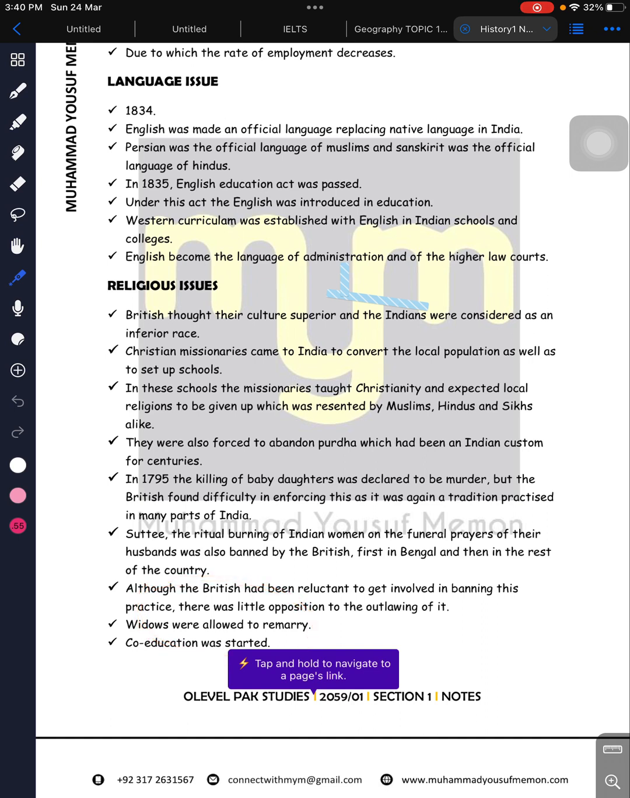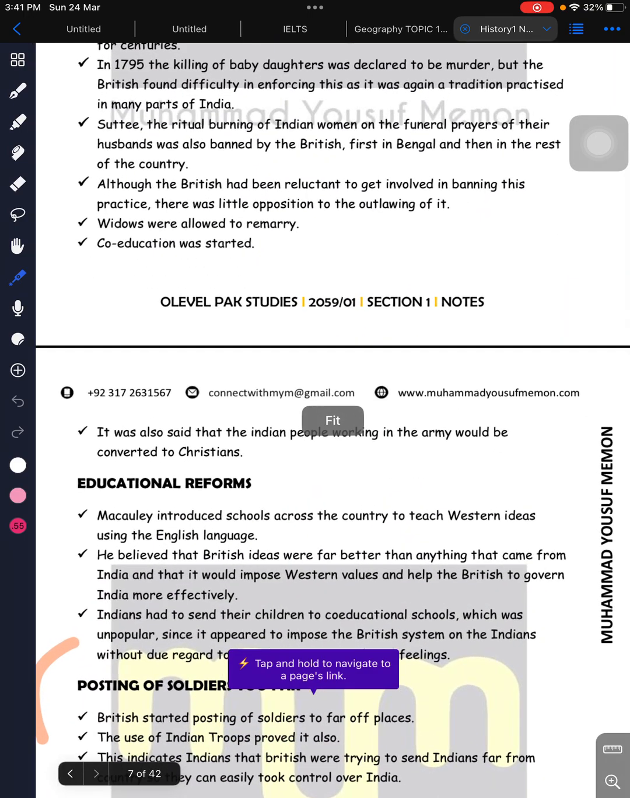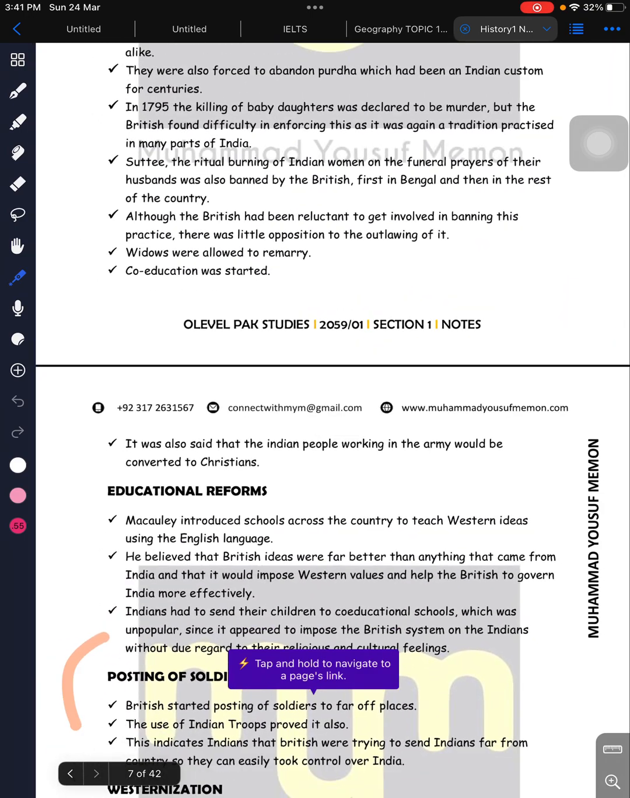Co-education, co-education में यहाँ पे लड़कियाँ और लड़के साथ पढ़ते हैं. Co-education is actually forbidden in Islam. So it actually started, which actually resented Muslims a lot. It also says कि if Indian people wanted to work in the army, they needed to convert their religion to Christianity. So this was a lot of zulm on us.